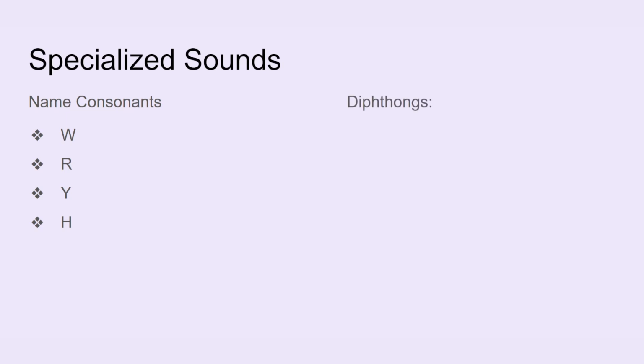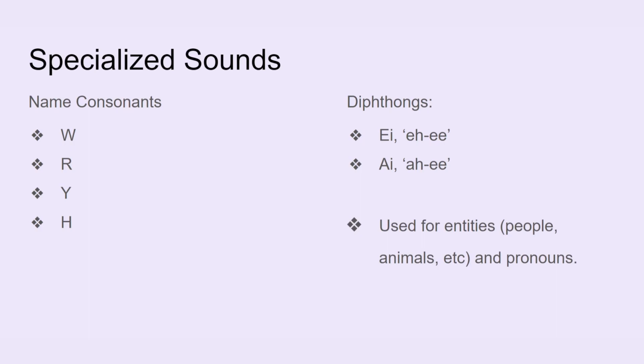And then diphthongs. So the two diphthongs I have are A and I. Diphthongs are like two sounds that are sort of smushed together to create one sound. And so one is used for a singular living being. So they're used for entities such as people, animals, and they're also used for pronouns. And A is used for the singular version, and then I is used for the plural version.